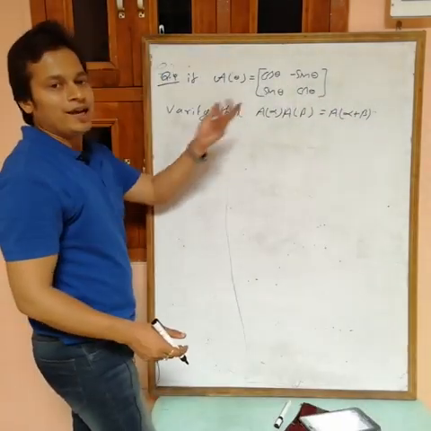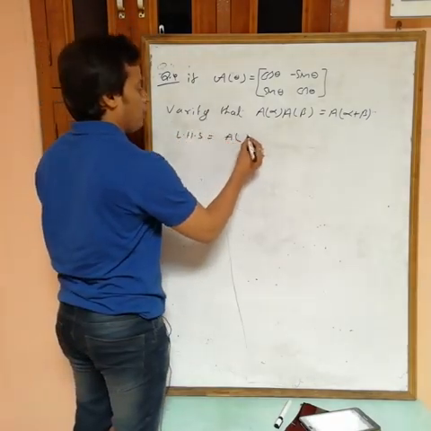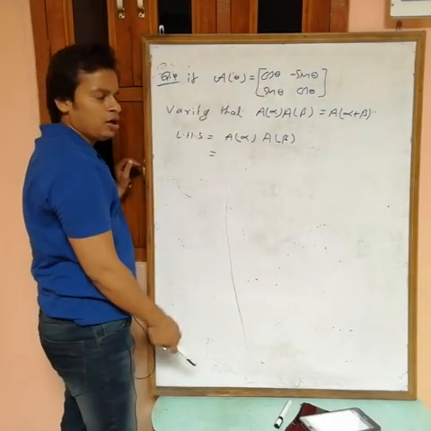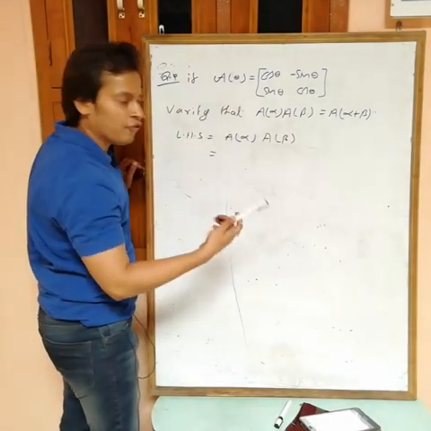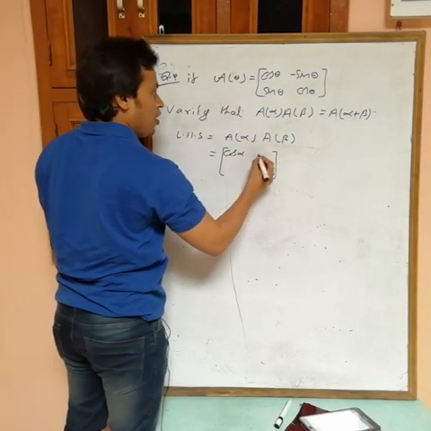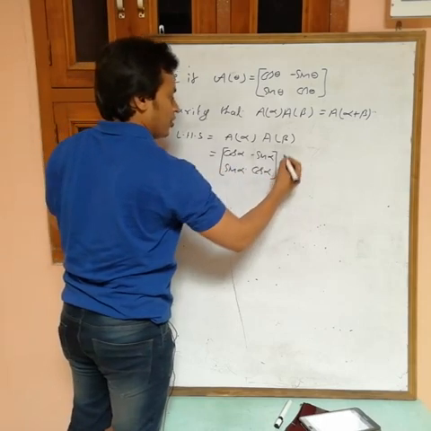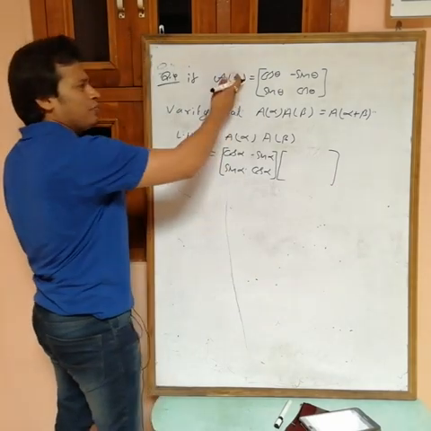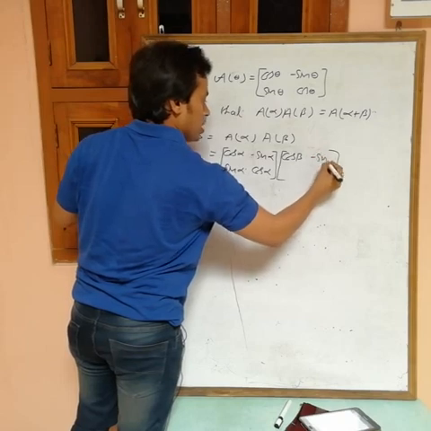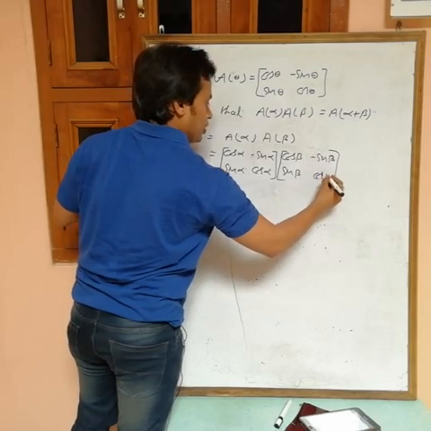So find the LHS. We have to check that LHS is equals to RHS or not. A alpha into A beta. How to get A alpha? This is the value of A theta. If you replace theta with alpha, then you will get the value of A alpha: cos alpha, minus sin alpha, sin alpha, cos alpha. Now how to get A beta? Simple. Replace theta with beta. Then we are getting cos beta, minus sin beta, sin beta, cos beta.